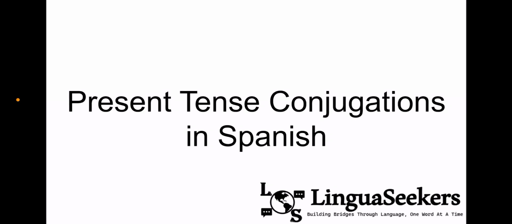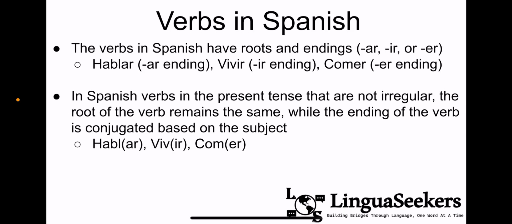My name is Raj, and today we'll be working on the present tense conjugations of verbs in Spanish. Before we understand the conjugations, we need to understand the basic concept of verbs in Spanish. So the verbs in Spanish have individual roots that are unique to each verb, but endings that are one of three options: AR endings, IR endings, or ER endings.